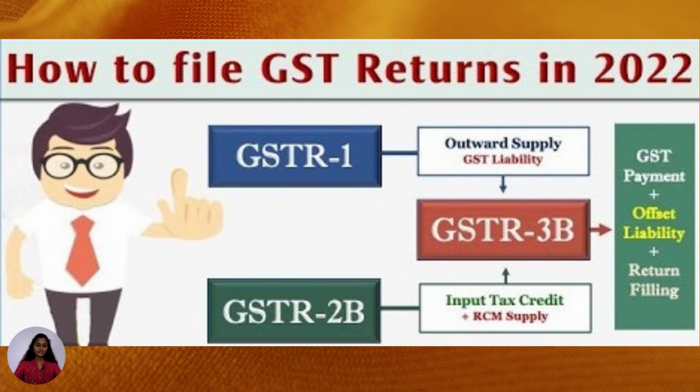In this image, we will be getting some more clarity about GSTR-3B. So first we have GSTR-1, that is the outward supplies of our business. As I said in my previous video, GSTR-2B is auto-populated with the details from GSTR-1. From GSTR-2B, the statement of input tax credit and RCM will be available. Combining these two, the GSTR-3B is auto-populated, and in that GSTR-3B, there will be GST payment, offset liability, and GST return filing.